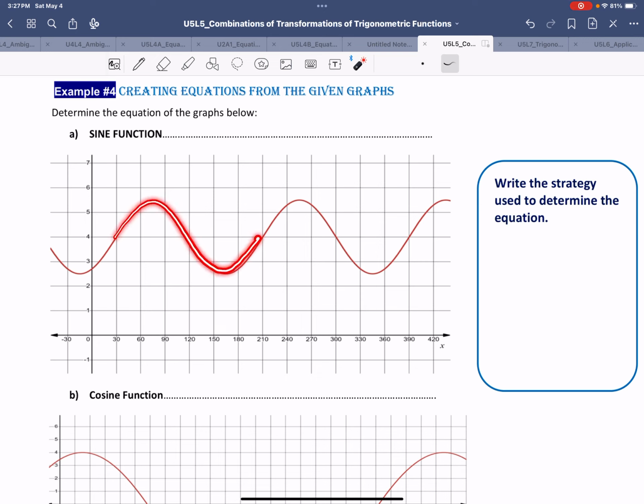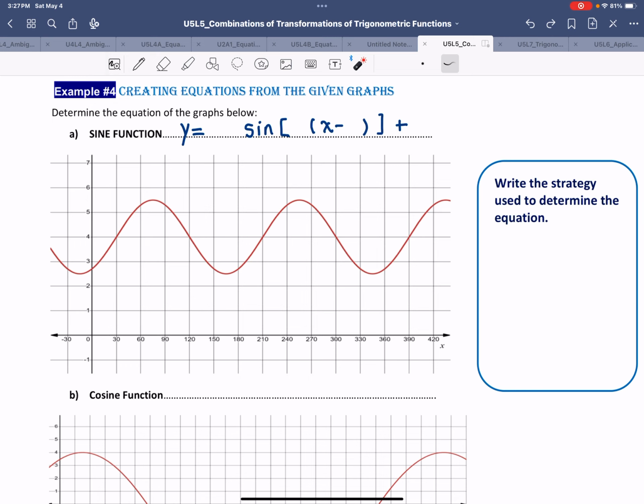So we'll start off by writing the equation of the basic sine function y equals sine of x. And to determine the equation of this particular curve, we're going to need to determine the amplitude, the coefficient k, which indicates the number of cycles in a period, the phase shift p, and the vertical translation c.